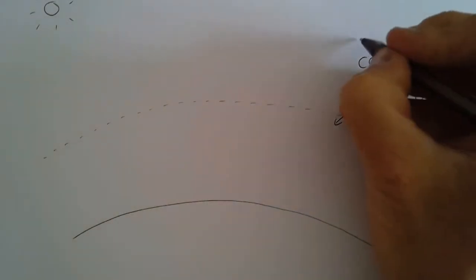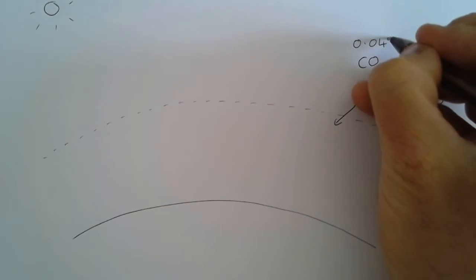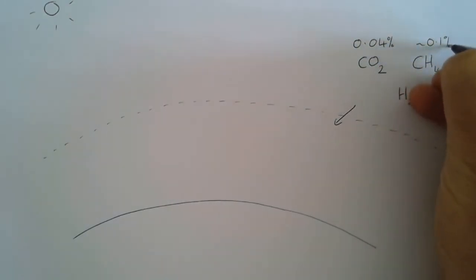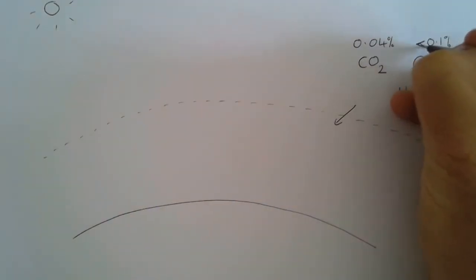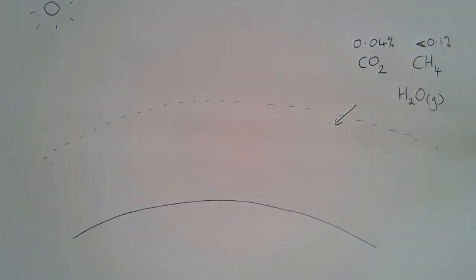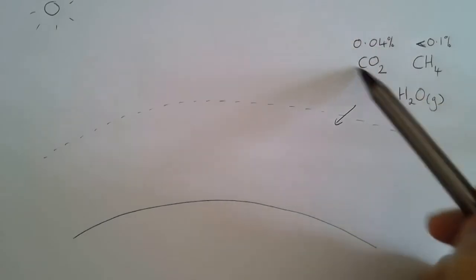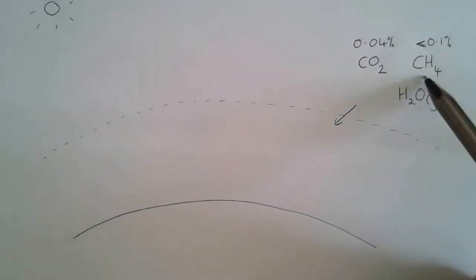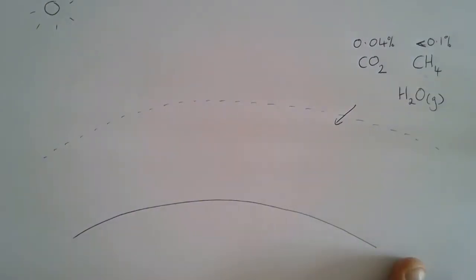So there are small amounts. Remember, carbon dioxide is only about 0.04%, and methane is significantly less than 0.1% of the atmosphere. This is a process that has been happening for hundreds of thousands of years. But we'll see later that it's become an issue because we've started to release more of this, and also more of this, into the Earth's atmosphere.